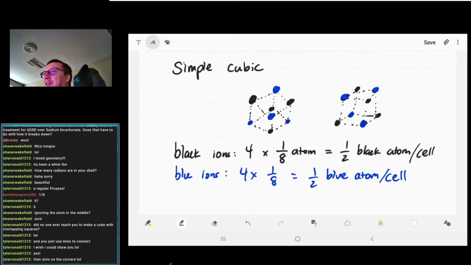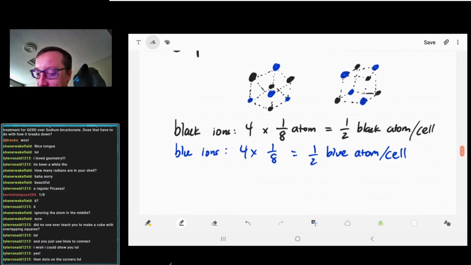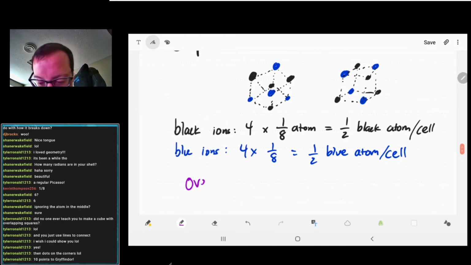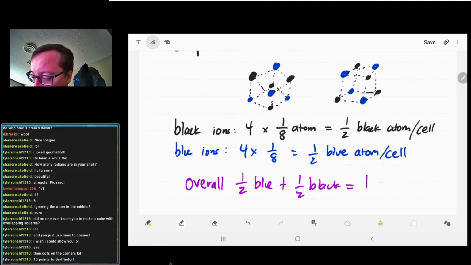Well, even so, these lovely drawings still have the same properties here. So overall, we have half of a blue plus half of a black, which means 1 total atom per cell.